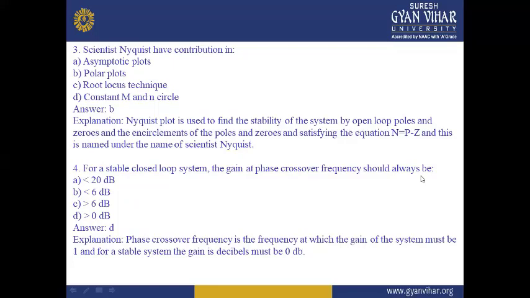Another question is, for a stable closed loop system, the gain at the phase crossover frequency should always be less than 20 decibels, less than 6 decibels, greater than 6 decibels, or greater than 0 decibels. The correct answer is D, that for a stable closed loop system, the gain at the phase crossover frequency should always be greater than 0 decibels.